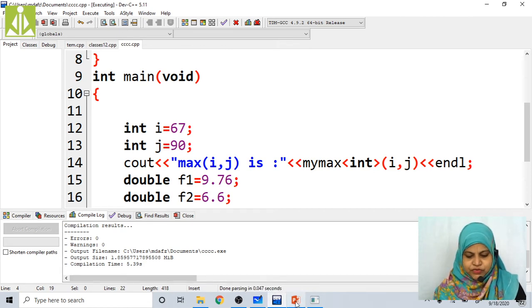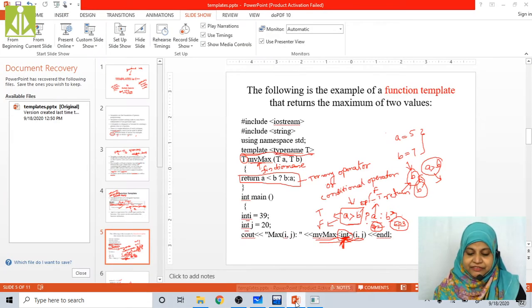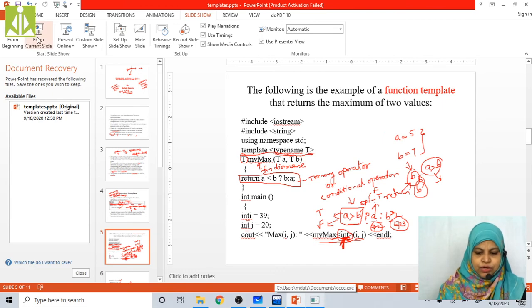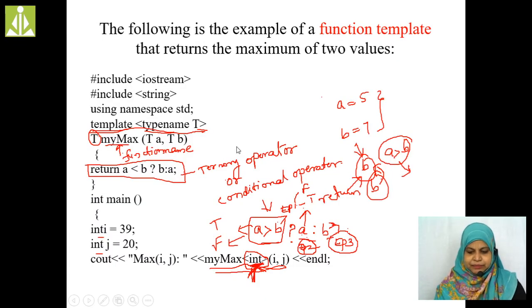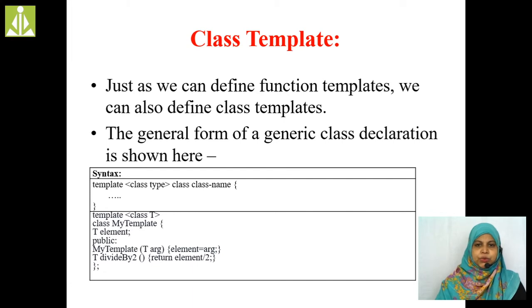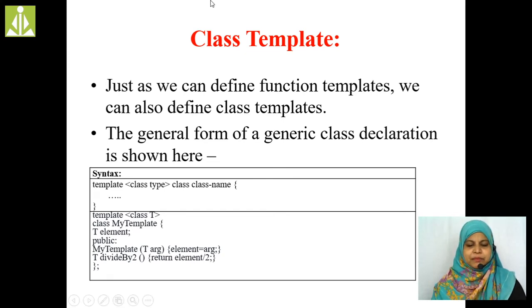Now we can define the class templates also. Here there are two types of templates. The first one is the function template, the second one is the class template. To write a generic function we are going to use the function template. To write a generic class we are going to use the class template. Class templates are just like the function templates.